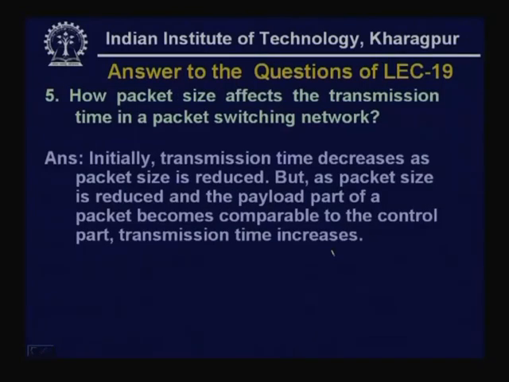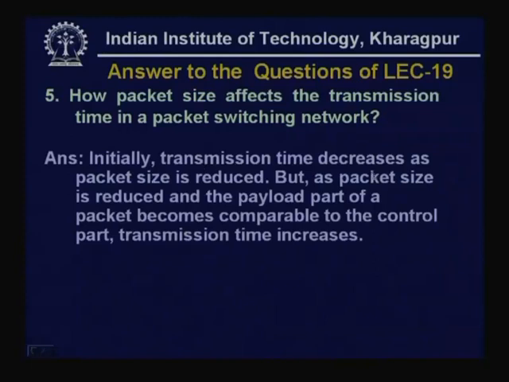The last question was, how does packet size affect the transmission time in a packet switching network? As I mentioned, initially transmission time decreases as packet size is reduced, but as packet size is reduced and the payload part of the packet becomes comparable to the control part, the transmission time increases. That means, if header size becomes comparable to the payload size, then the transmission time increases. This I have discussed in detail in the last lecture.